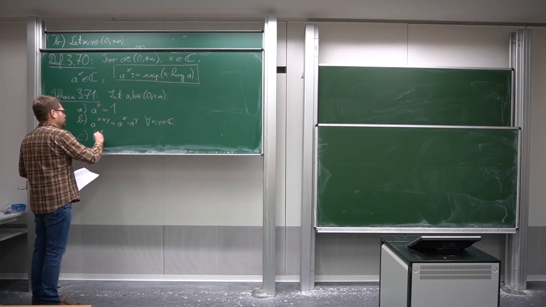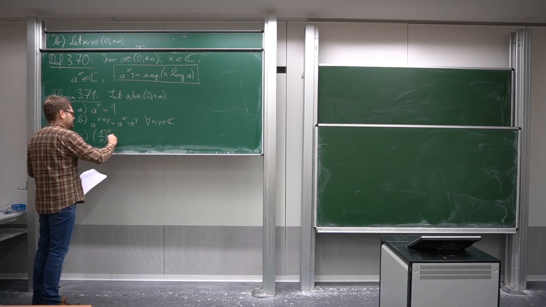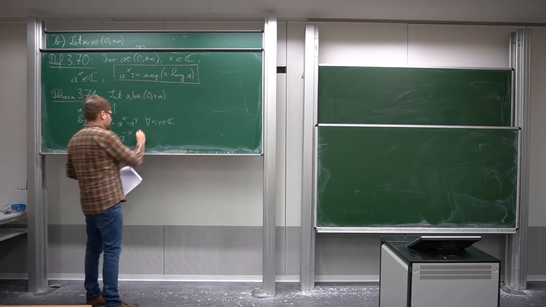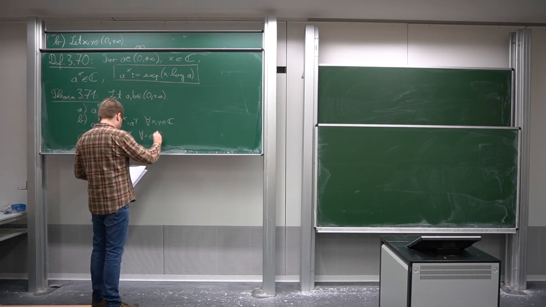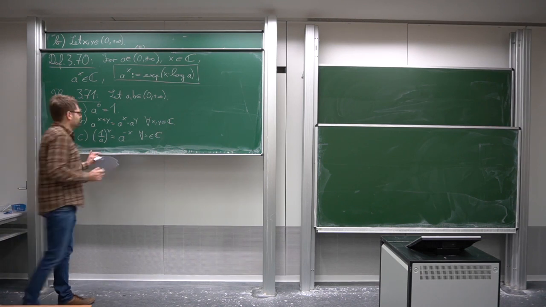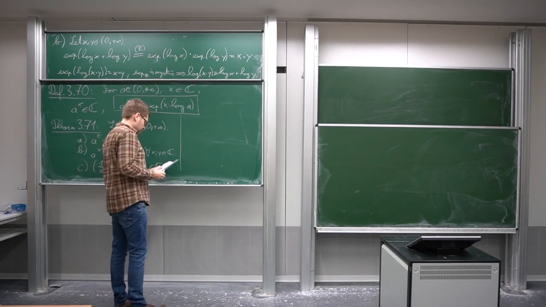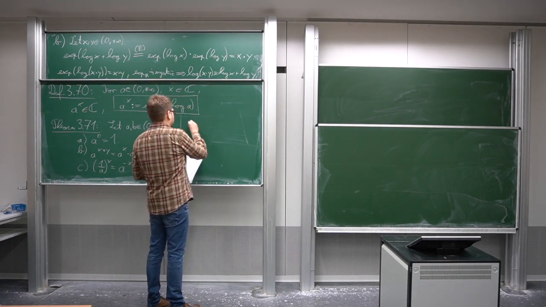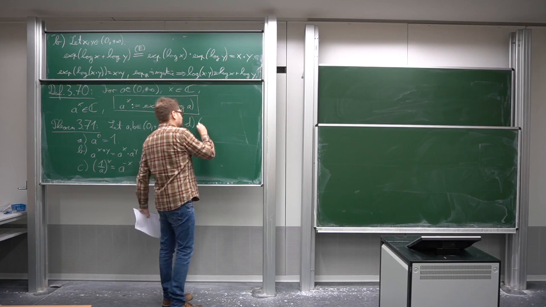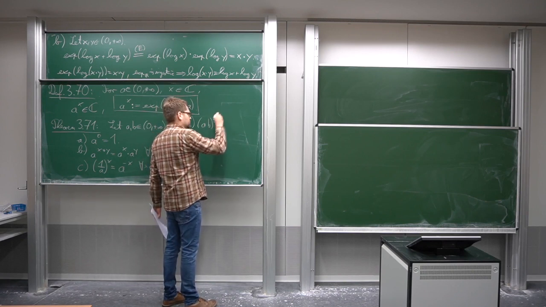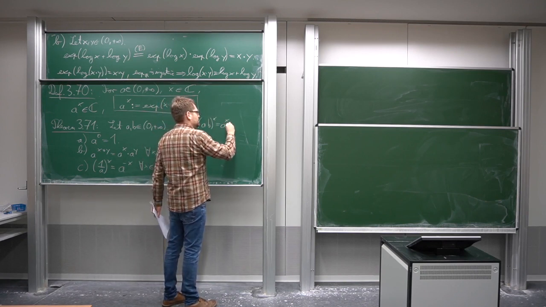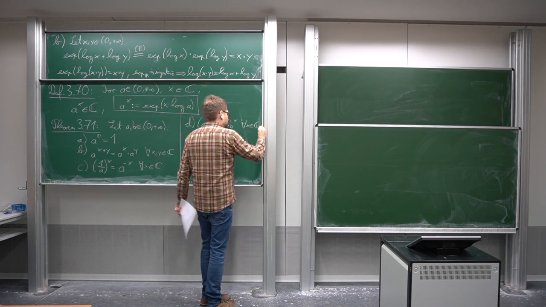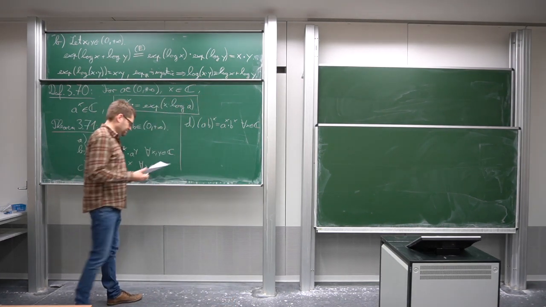Then C: if we take 1 over a to the power of x, this is actually the same as a to the minus x, which we also want to have. And this also holds for all x in C. Beautiful. Let me continue here, because these are only short claims that I need to formulate. D: a times b taken to the power of x is the same as a to the x times b to the power of x for all x in C. Another equation that's very familiar to us.